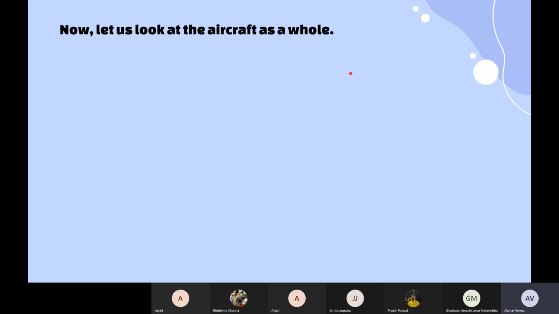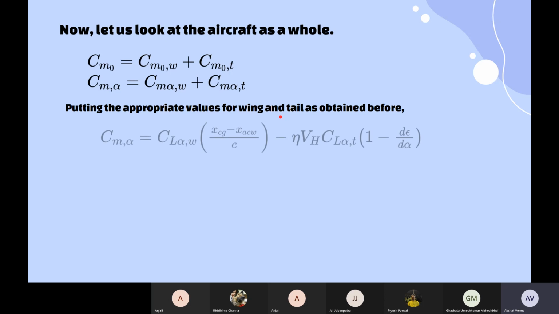Now let us look at the aircraft as a whole. All those equations which we have done till now were considered just for the tail. So now let's look at the aircraft as a whole, and what we mean by aircraft here is the contribution from the wing plus the contribution from the tail. If you write Cm naught for the whole aircraft, it will be Cm naught for wing plus Cm naught for tail. Also, if you write Cm alpha for both the parts, you will get Cm alpha wing plus Cm alpha tail. And now putting the appropriate values for wing and tail, which we discussed previously, we get this whole quantity.